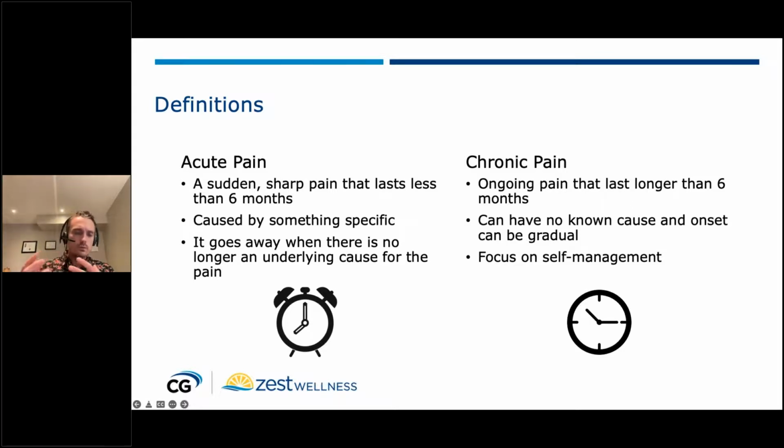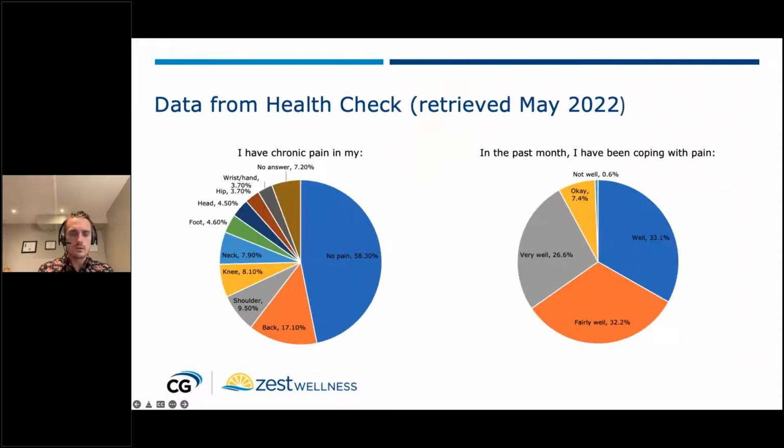From us at the CG Zest Wellness team, we're always thinking about different types of topics to deliver with these webinars. One of the sources of inspiration to do this webinar on pain management in the first place was when we look at our health check data within Virgin Pulse. Many of you can do the health check assessment through Virgin Pulse. When we look at our data from our client population, all of you, we can see that individuals certainly are living with chronic pain in various areas of their body. So we know chronic pain is prominent.